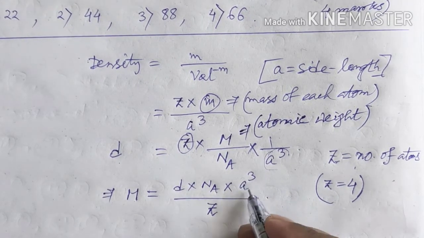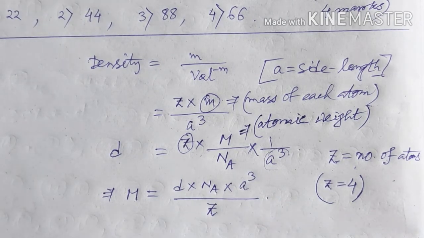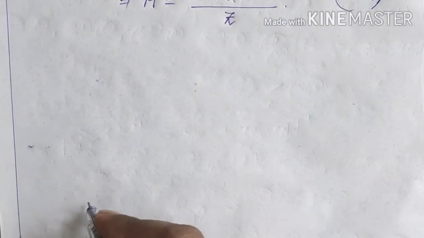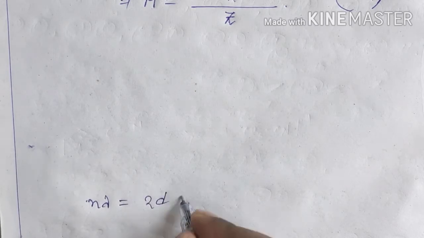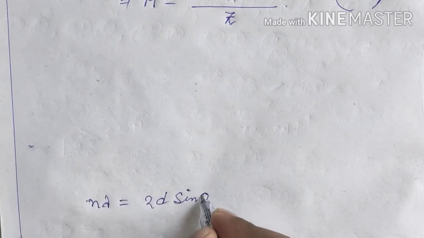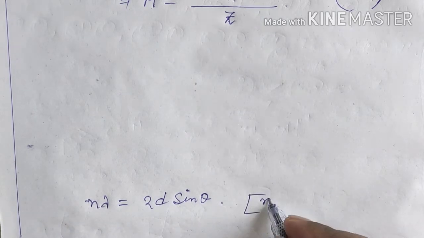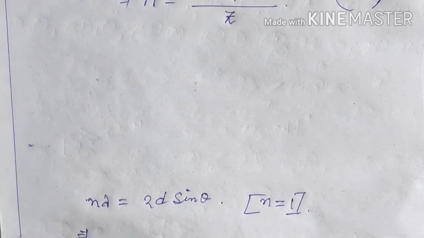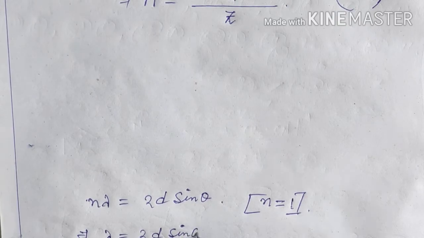Now to know the volume, we have to know the value of A, that is the side of the unit cell, and we can calculate the side of the unit cell using Bragg diffraction, that is n lambda is equal to 2d sin theta. Since there is no information about n, we have to take n is equal to 1. So the equation will be lambda is equal to 2d sin theta.